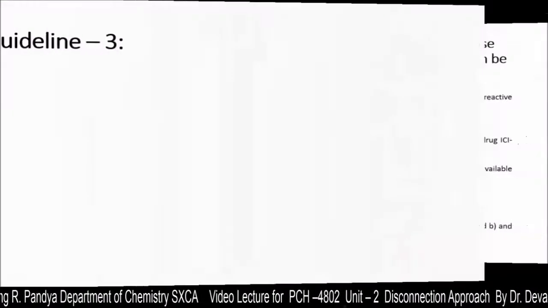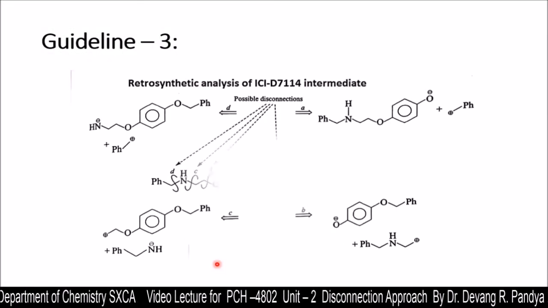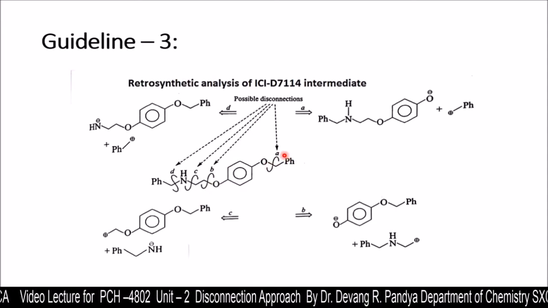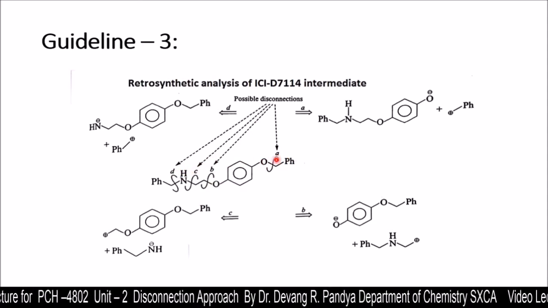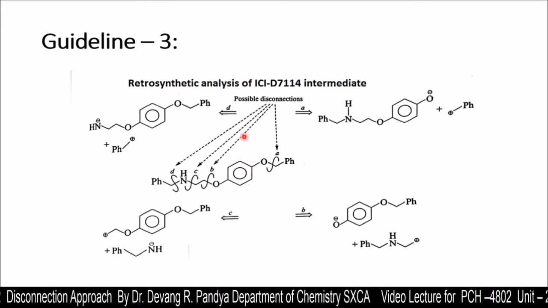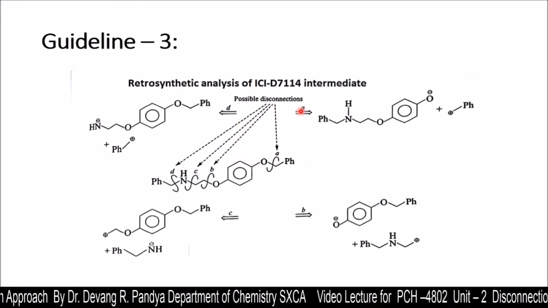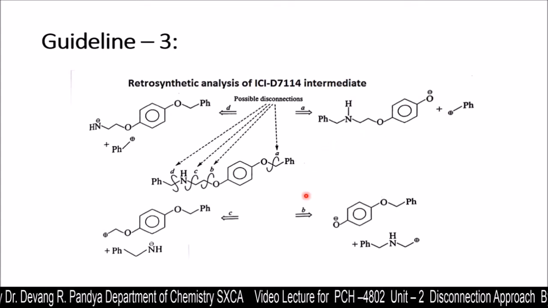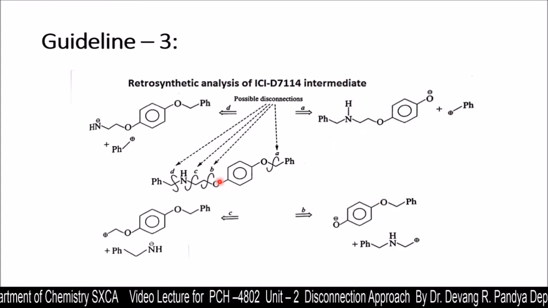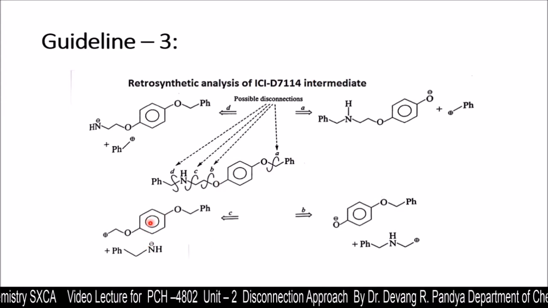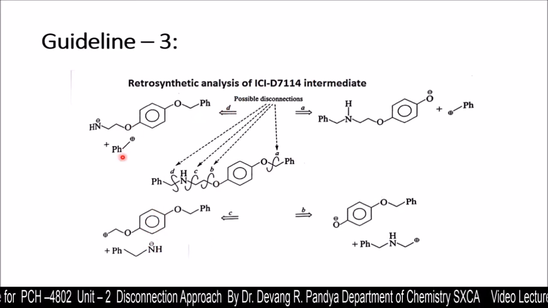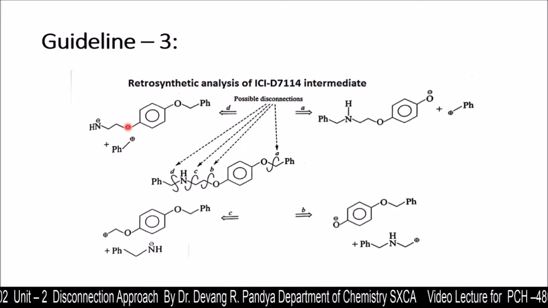You can see in this target molecule, there are 4 possible disconnections, A, B, C and D. These are the possible disconnections. For route A, these are our synthons. For route B, these 2 would be our synthons. For route C of disconnection, these 2 are going to be our synthons, and for route D, these 2 are going to be our synthons.